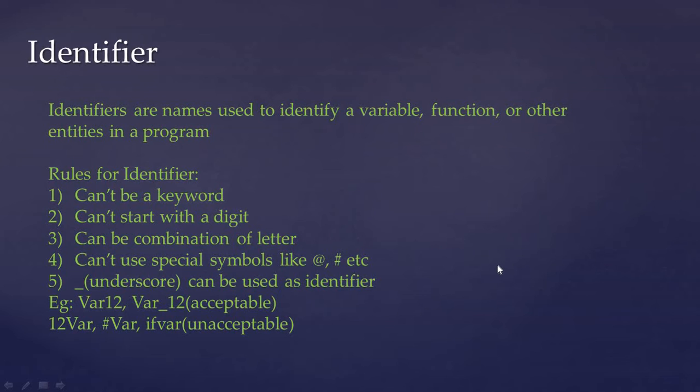Also, it can be a combination of various letters, and we can't use special symbols like @, hashtag, etc. Underscore can be used in an identifier. Even if you're writing underscore var 12 here, that would be acceptable. These are the different examples of acceptable and unacceptable identifiers.